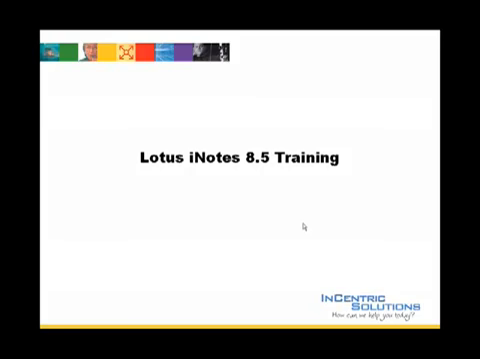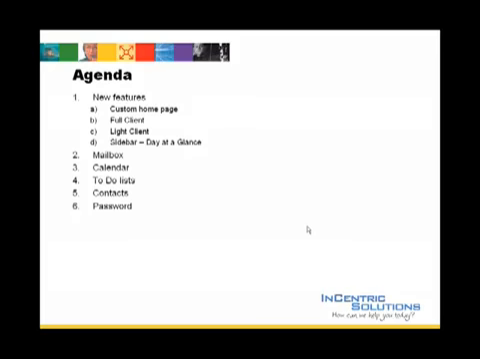Lotus iNotes is the web-based mail and calendaring system that will be rolled out to all email users. Today's agenda will look at the new features you will soon see in your webmail, the new colors, the ability to customize your home page, and the several ways you can access your company email.